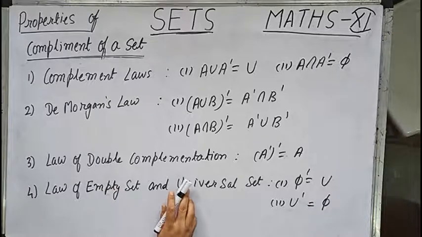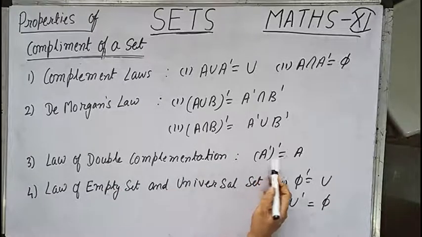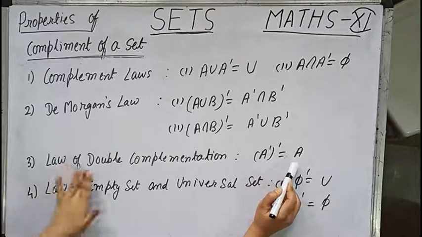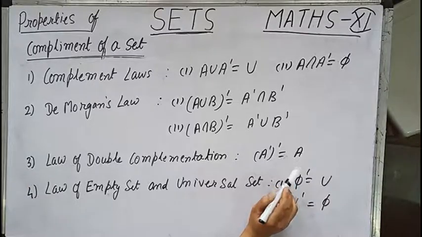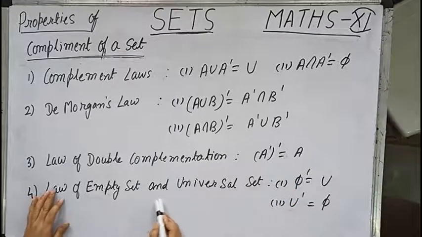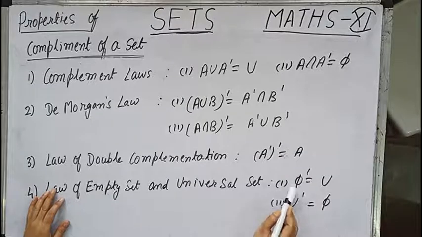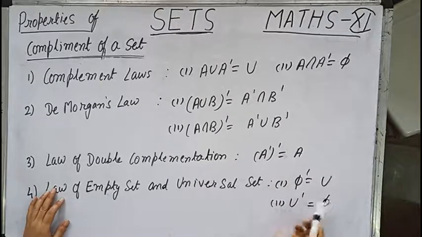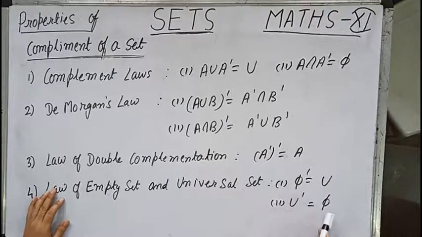Law of double complementation. That is A complement complement equals A. This we have verified also with the help of an example. Law of empty set and the universal set. Phi complement equals the universal set and U complement equals phi.